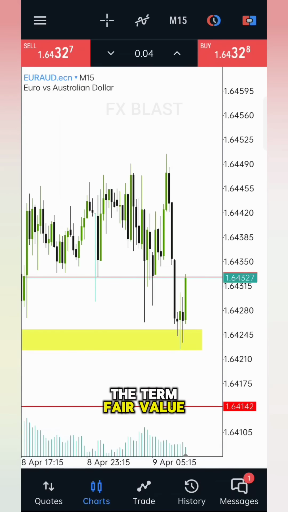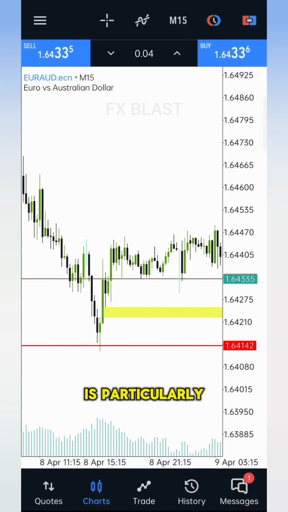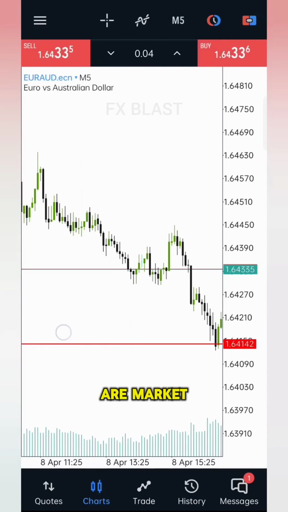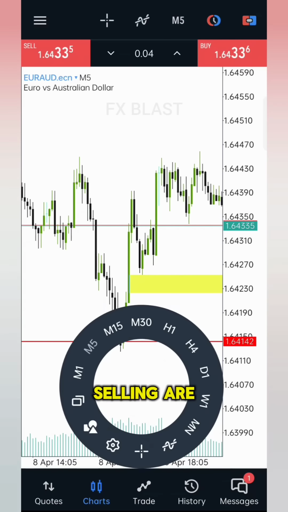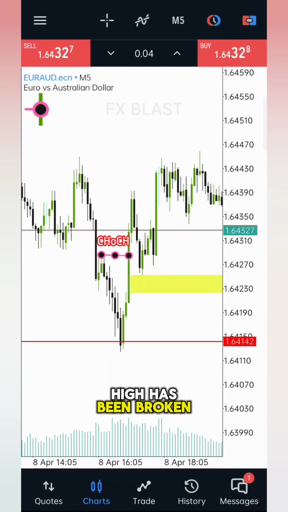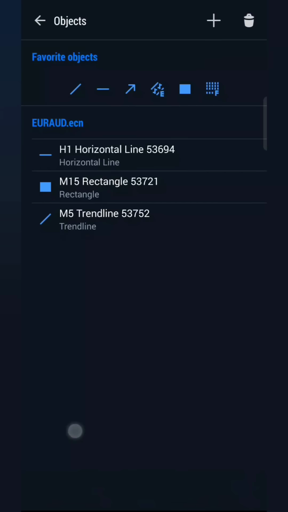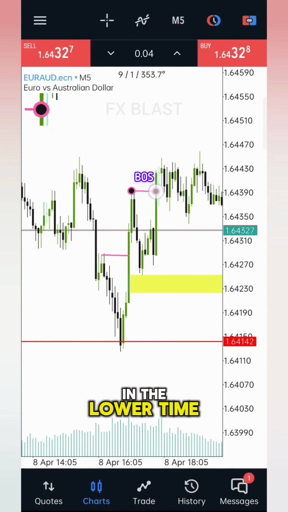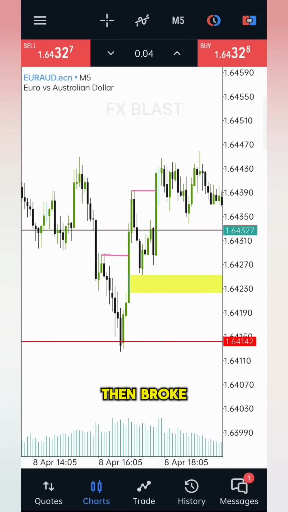The term fair value gap, or imbalance, is particularly popular among price action traders. It arises when there are market inefficiencies, or when buying and selling are not equal. So, as you can see here, the most recent higher high has been broken, resulting in a change of character. This change of character occurs when the most recent lower high is broken in the lower time frame. Then it broke the most recent higher high, resulting in a break of structure.